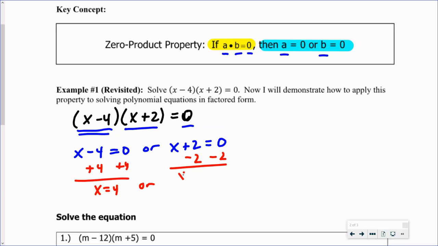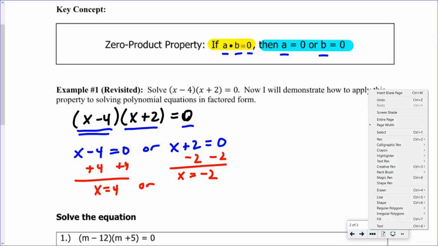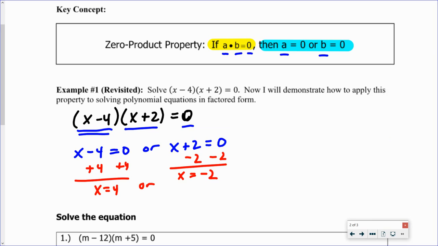Subtract 2 from both sides, we get x equals negative 2. So it appears that the solutions to this equation could be either x is equal to 4 or x is equal to negative 2. So let's check those answers real quick over on the right-hand side.